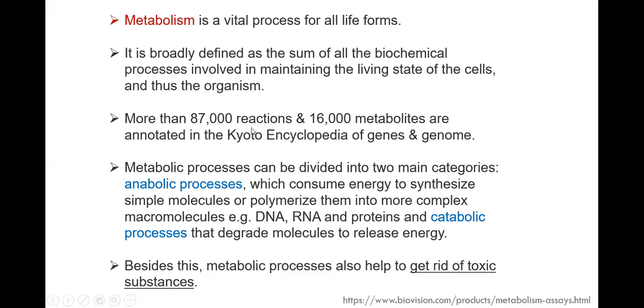In a certain encyclopedia, the KEGG encyclopedia, they have studied several organisms and genomes. They were able to isolate a specific group of genes and confirm that 87,000 chemical reactions are happening in metabolic processes, and they also identified 16,000 metabolites. So you see there is vast heterogeneity and complexity in the process of metabolism and metabolite production.